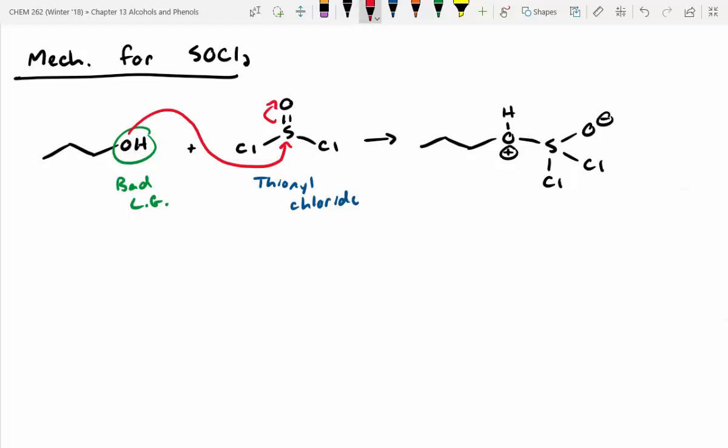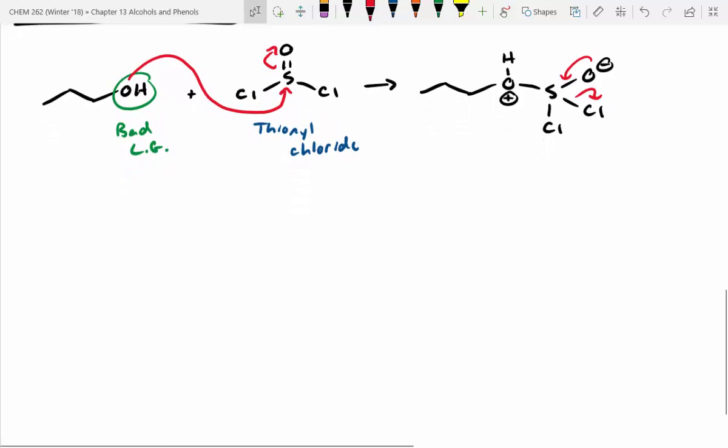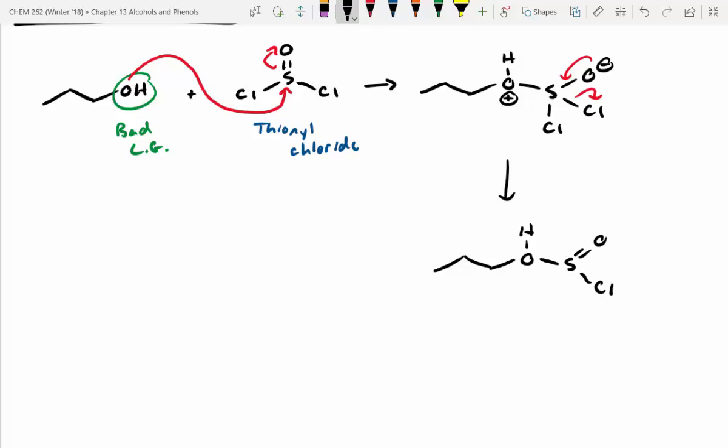In the next step, this oxygen will really quickly clamp down and kick off chlorine. We know chlorine can be nudged off pretty easily because it's a good leaving group. We reform that sulfur-oxygen double bond, and we have a positive charge here. And we still have our leaving group that was chloride floating around.